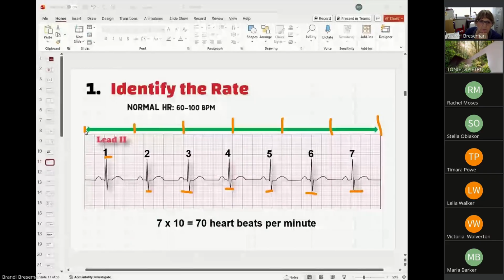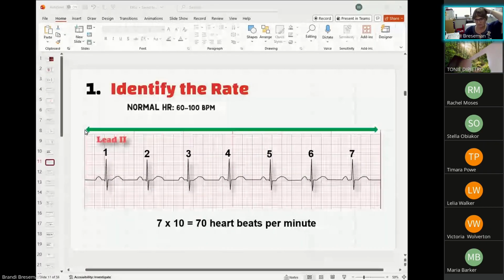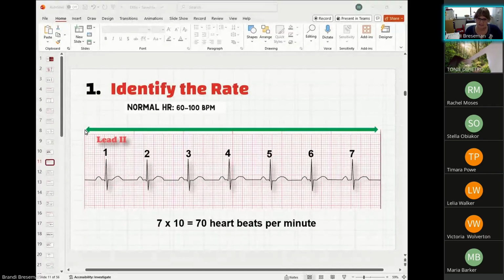Okay. So I have my 6-second strip. I count my QRS complexes, and I have 7 of them. So I'm going to take my 7, multiply it by 10, and that's going to give me my heart rate of 70 beats per minute.